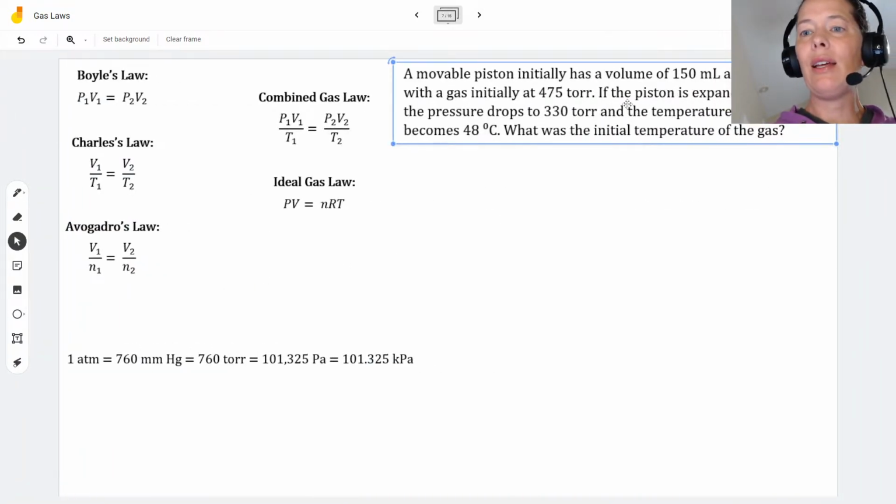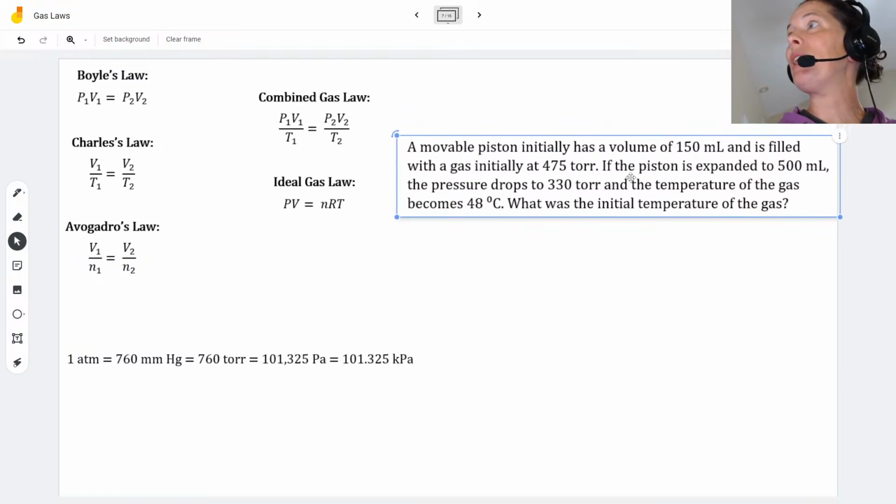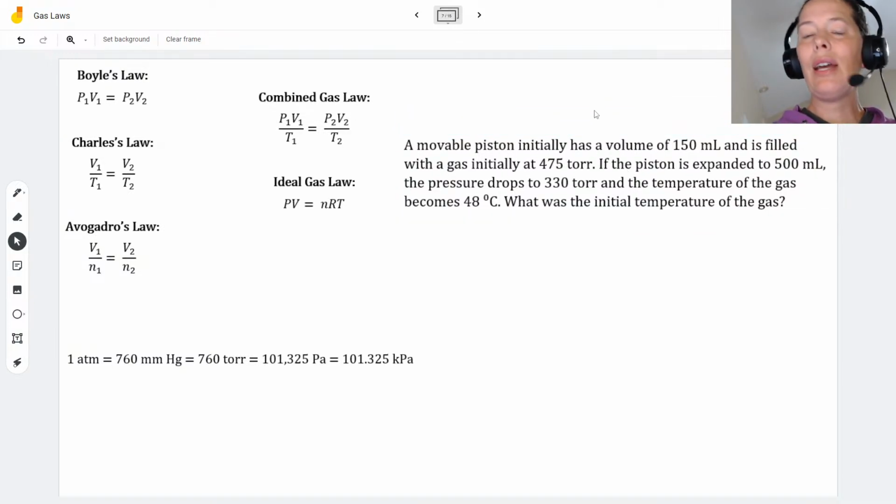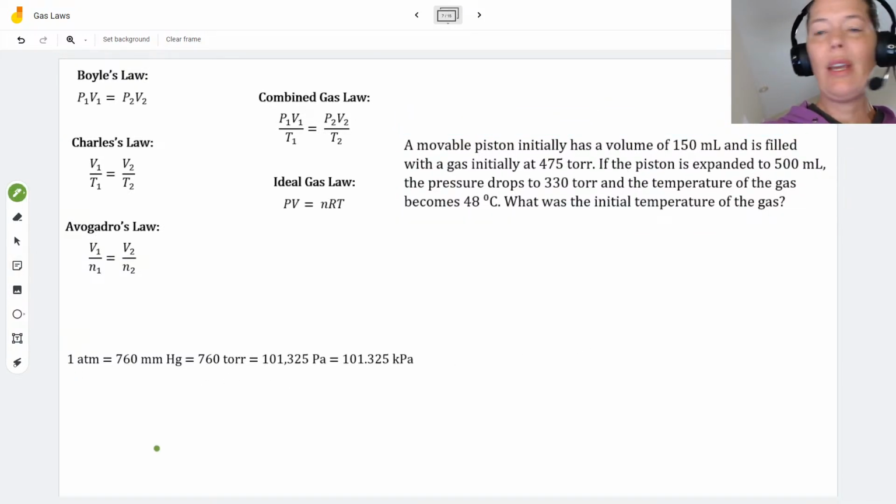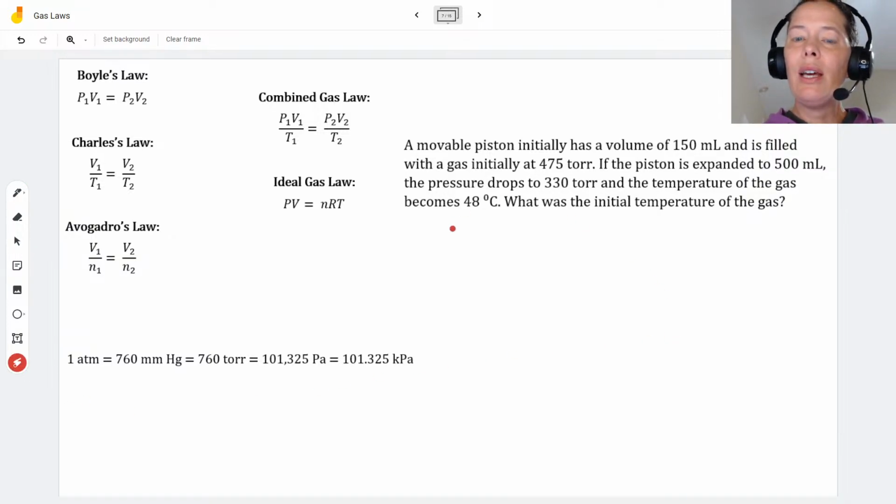And again, let me adjust this one down a bit. Okay. All right, let's read it.